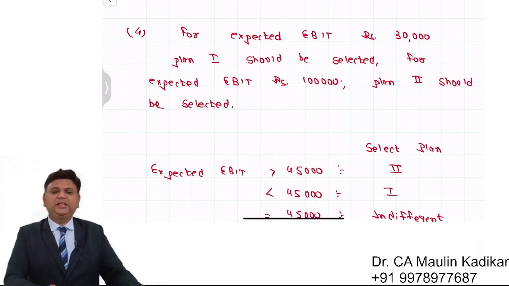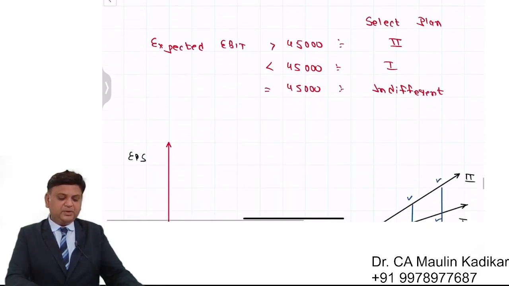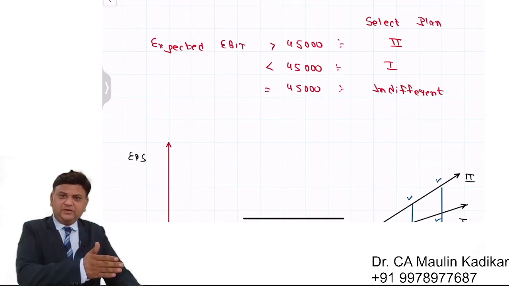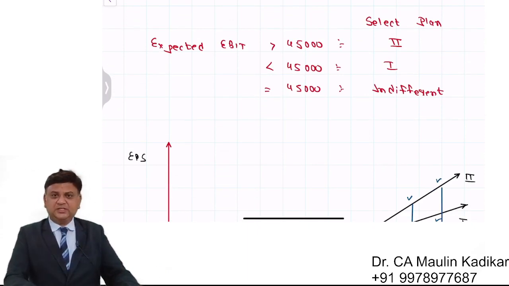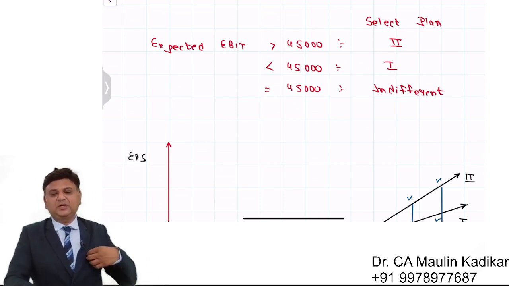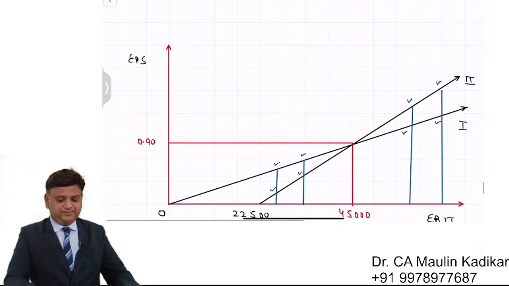Fourth question, in that, for each of the level of the EBIT, which financial plan to be selected? For 30,000 it is 1, and for 1 lakh it is 2. Then importantly, we understand this small table, which I think is very important for you to understand. For expected EBIT greater than 45,000, we'll select the second financial plan. Why? Because it has more financial charges. And lower than 45,000, the first, because it has comparatively lower financial charges, or none in this case. Exactly at 45,000, you are indifferent between both of them.